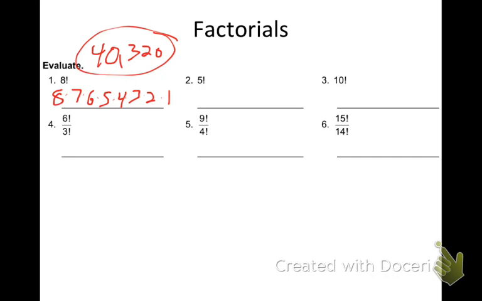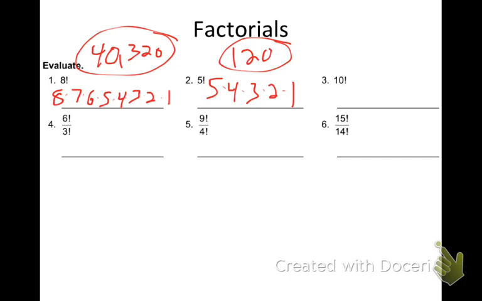Number 2, let's say we have 5 factorial. Well, 5 factorial means 5 times 4 times 3 times 2 times 1. I get 120. Nice job doing that mentally. Now, you can do a lot of this mentally just by grouping numbers together and arranging them, multiplying them differently.